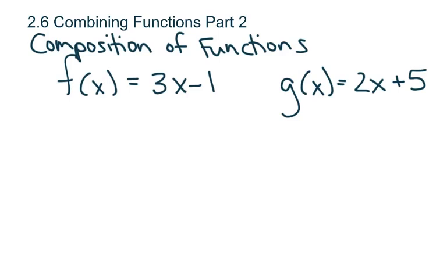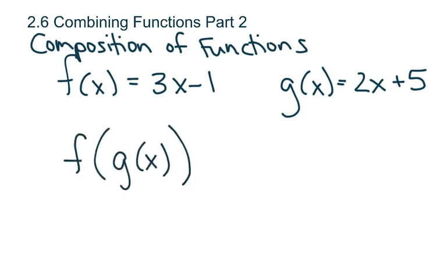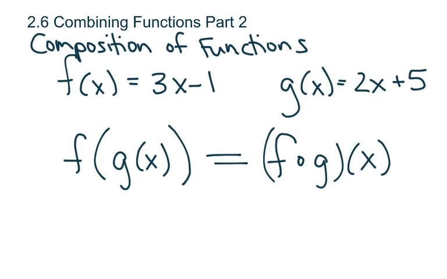We have two different notations for composition of functions. Sometimes we write it like this. Sometimes we write it like this. These both say the same thing. It's pronounced f of g of x.